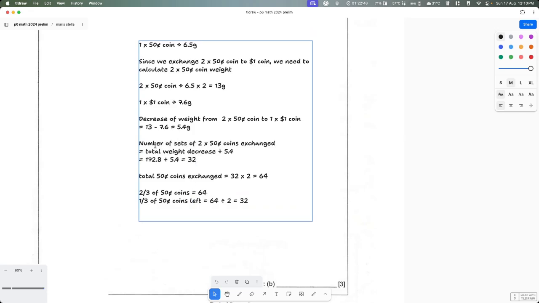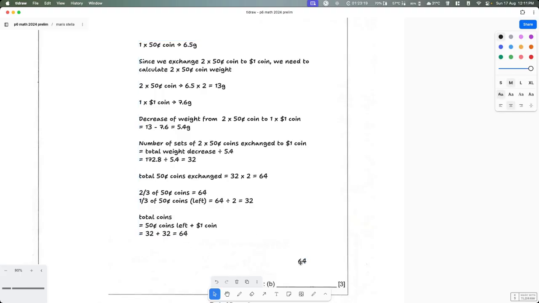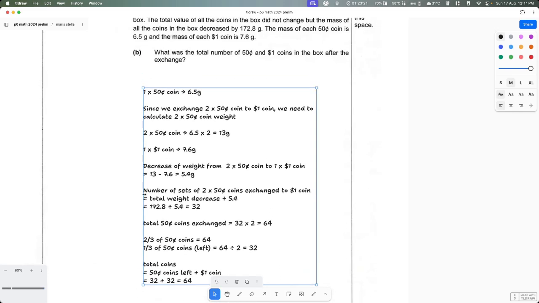So that means the number of sets of 2 times 50-cent coins gives the number of $1 coins. So total coins is equal to the 50-cent coins left plus the $1 coins. It's equal to 32 plus 32, which is 64. That's it. So that's the answer to this question, 64.